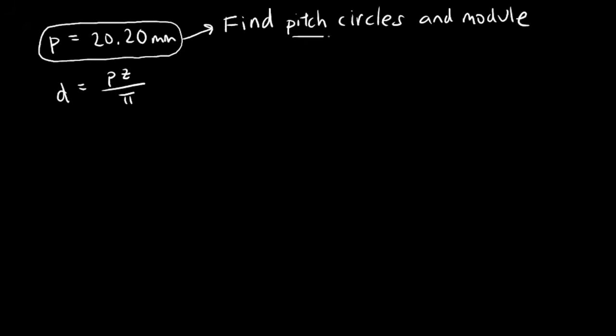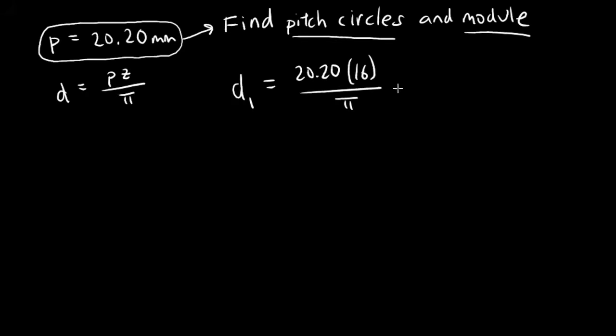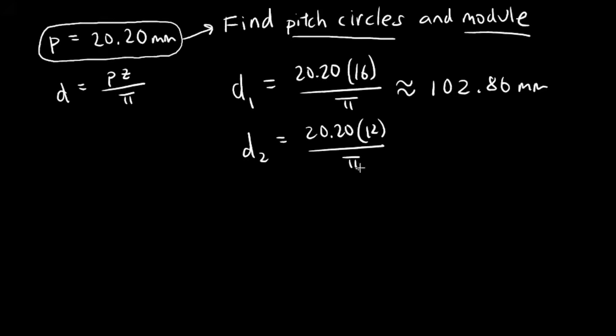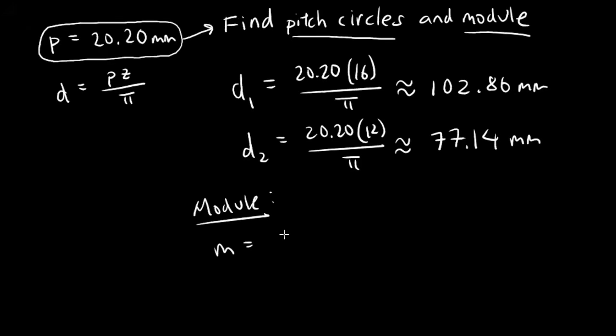So now that we found the pitch, we can plug this in to find the pitch circles and the module. So when I plug that into the first pitch circle with 16 teeth, I'm going to get around 102.86 millimeters. For the pinion, I'm going to get a pitch diameter of around 77.14 millimeters. As for the module, M is going to be equal to the pitch diameter divided by the number of teeth. So it doesn't matter either way, I can take the pinion or the gear, but either way, I'm going to get something around 6.43.